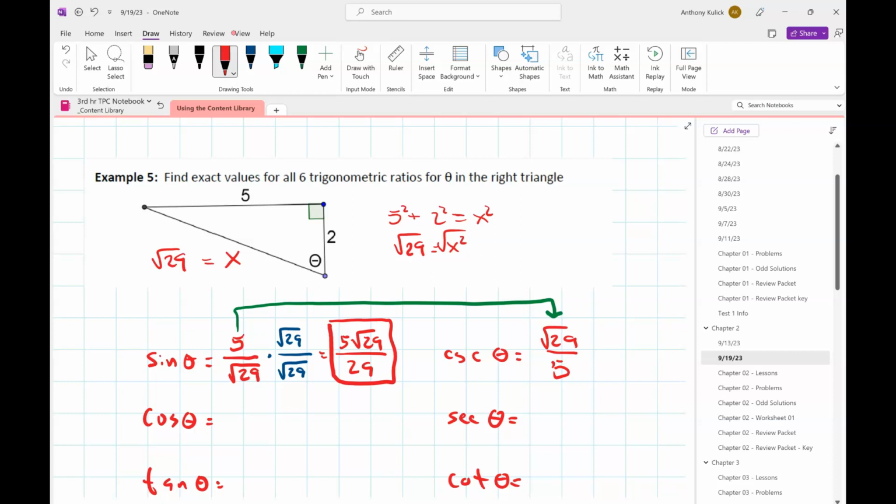Adjacent over hypotenuse. The adjacent side is? 2. And the hypotenuse is? Square root 29. Again, we got to rationalize that denominator. We'll do it the exact same way. And then what will secant theta be? Square root 29 over 2.